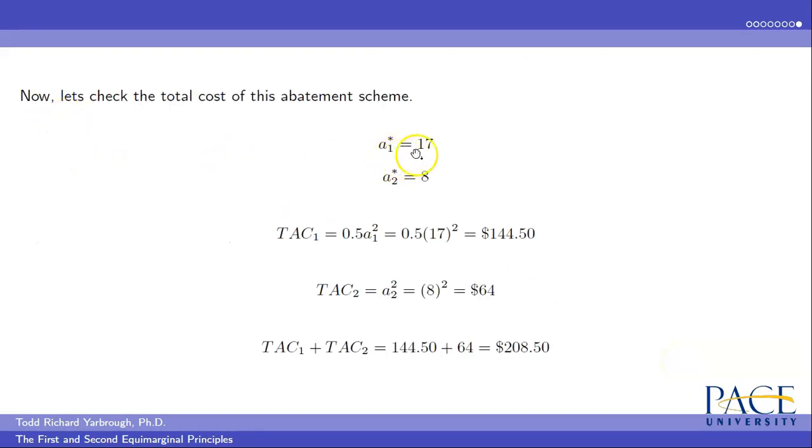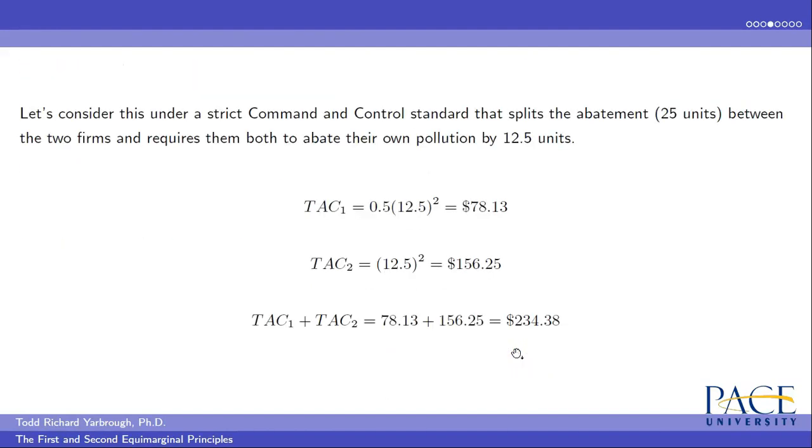So if we take A1 equal to 17 and plug it into their total abatement cost function, we see it's $144.50. Then if we take A2 star equal to 8, plug it into the total abatement cost function for firm 2, we can see that their abatement cost would be $64. When you add up the total abatement cost for firm 1 and the total abatement cost for firm 2, you get $208.50. Now recall that we established that if we simply split the abatement level evenly amongst the two firms, the cost to do so would be $234.